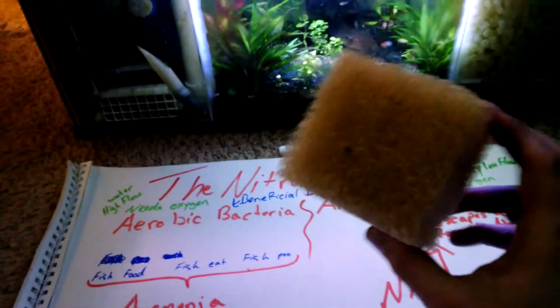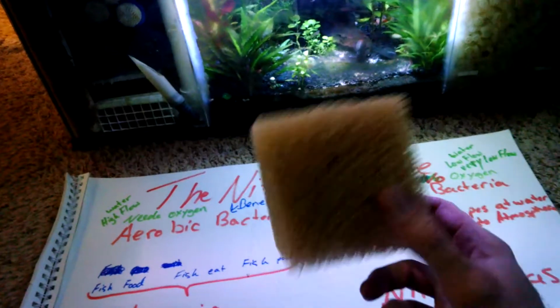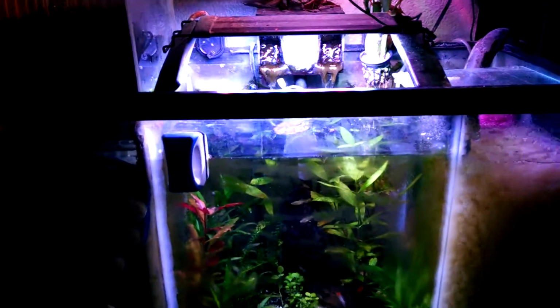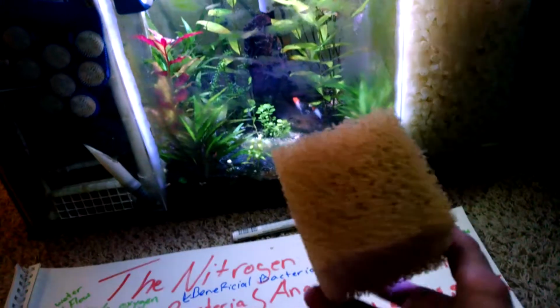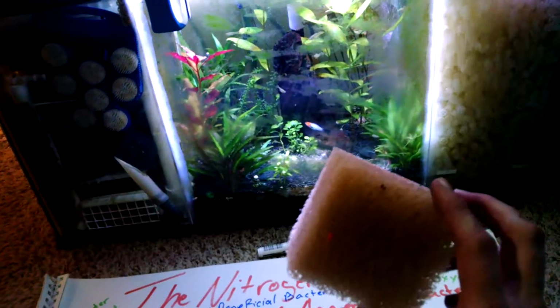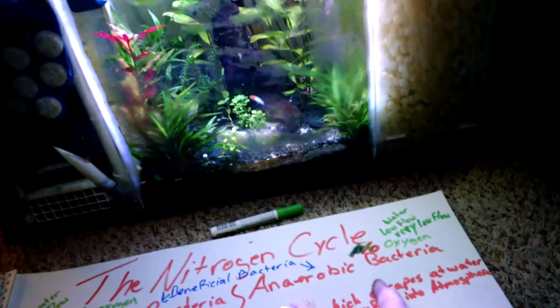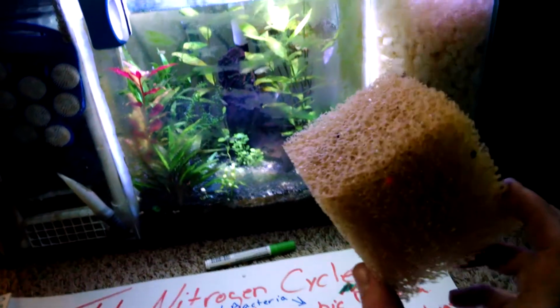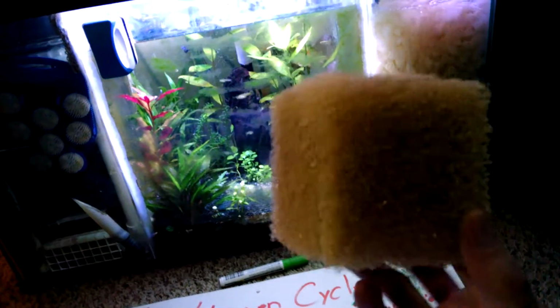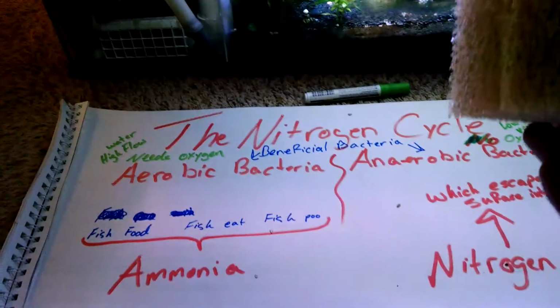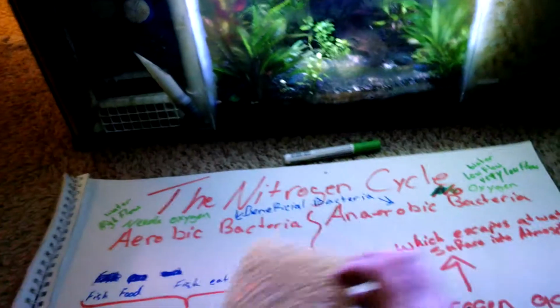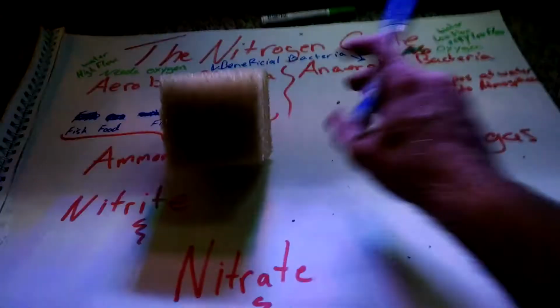But here we got this big sponge. So we got an overhang filter pushing 200 gallons per hour. Anything over like 5 gallons per hour is probably too much for this bacteria to grow, so you're really not going to grow it in a tank. So let's say you have this much aerobic bacteria, right, and then you have like this much anaerobic bacteria. You will not see any difference in your nitrates.